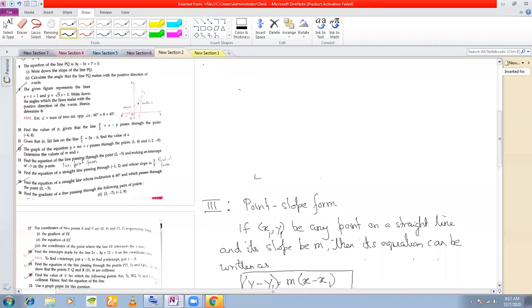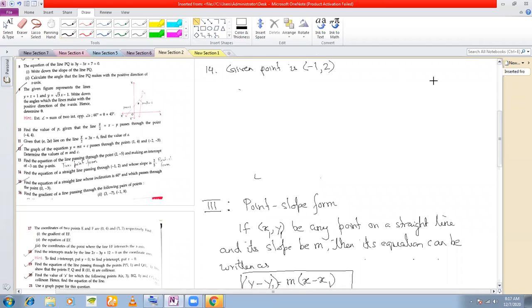Find the equation of a straight line. Let's say number 14. Find the equation of a straight line passing through the point minus 1, 2, and the slope is 2 by 5. So the given point is... this straight line passes through which point? Minus 1, 2. This point is given.